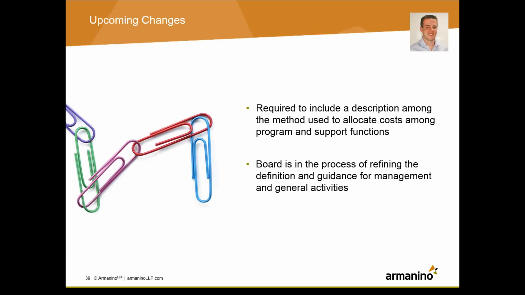Then the second point that Dean kind of alluded to is, there's a lot of confusion as to what types of expenses fall into each function. And so the FASB will be providing some implementation guidance to better depict the types of costs that can be allocated amongst program and supporting services.